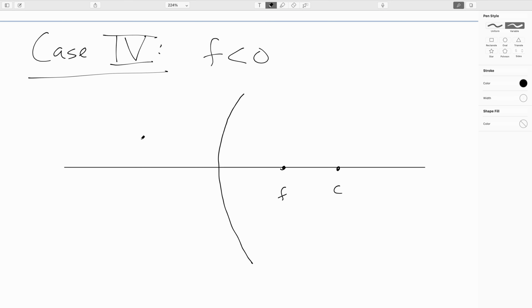There we go. So again, we'll be doing this the same way, but now keep in mind the idea here for locating the focal point is when parallel rays of light come in, they're going to bounce away from the focal point. That's what we mean by a negative focal point here.